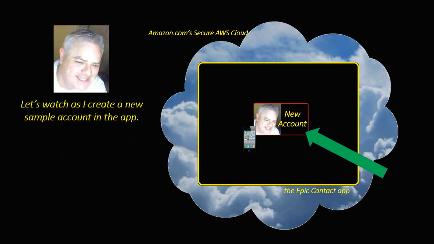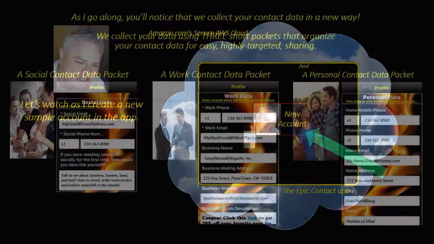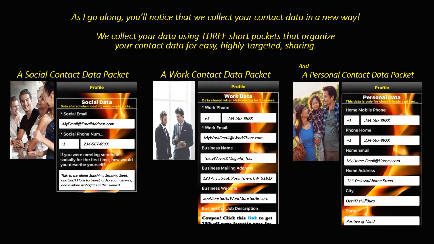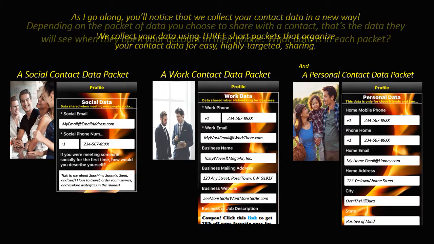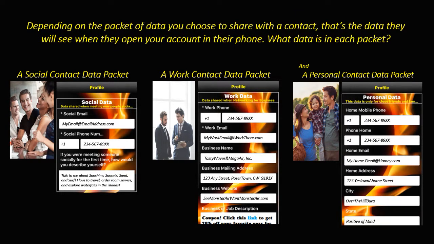Let's watch as I create a new sample account in the app. As I go along, you'll notice that we collect your contact data in a new way. We collect your data using 3 short packets that organize your contact data for easy, highly targeted sharing. As you can see, there's a social contact data packet, a work contact data packet, and a personal contact data packet. Depending on the packet of data you choose to share with a contact, that's the data they will see when they open your account in their phone.